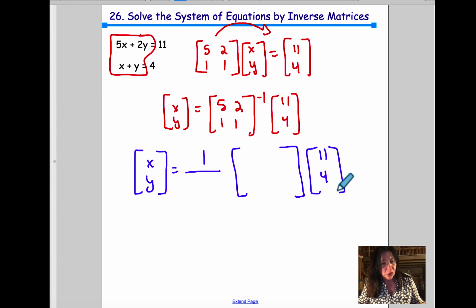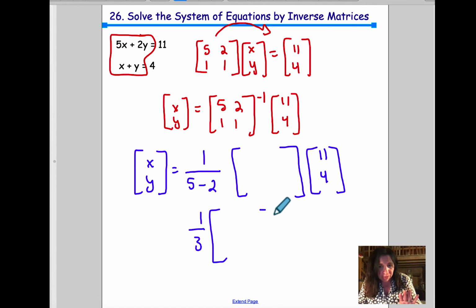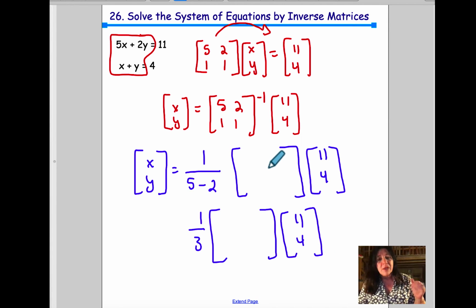I am totally looking for this on your final. Make sure you show your work. Now, the determinant is just 5 times 1, which is 5, right? Minus 2 times 1, which is 2. 5 minus 2 is 3, so 1/3. So this is 1/3. So this will be 1/3 times this value, whatever this is, times this value right here, which is 11, 4.